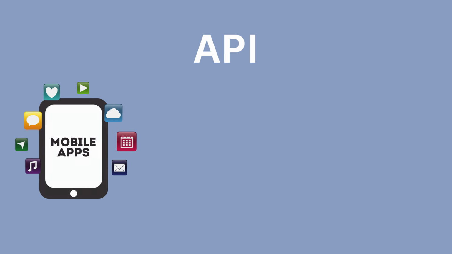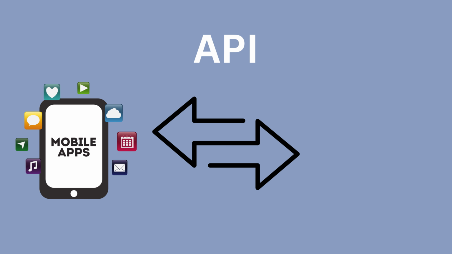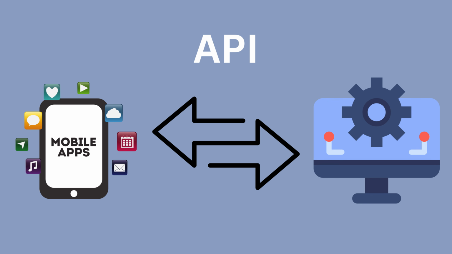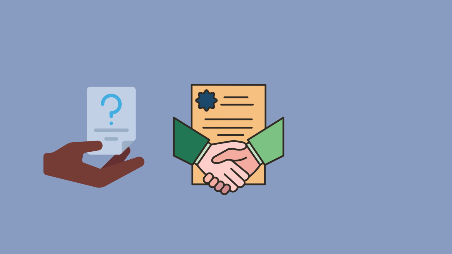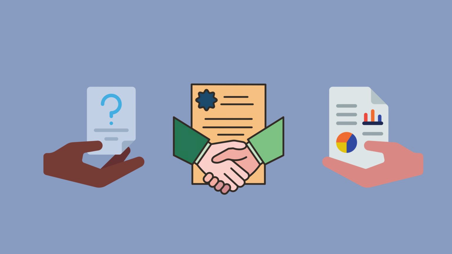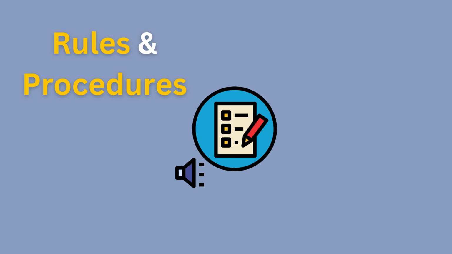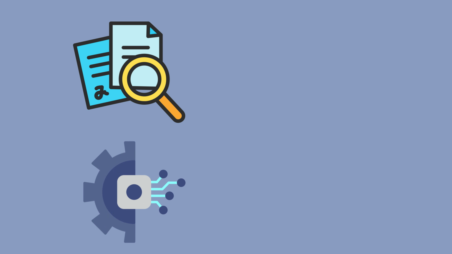API is a way for one application to request data or functionality from another application. It defines what can be requested and what information will be returned. Simply a set of rules and procedures for getting information or doing some action in another application.